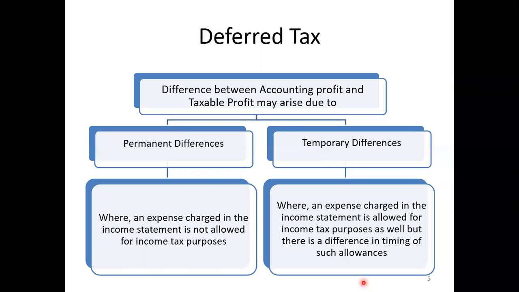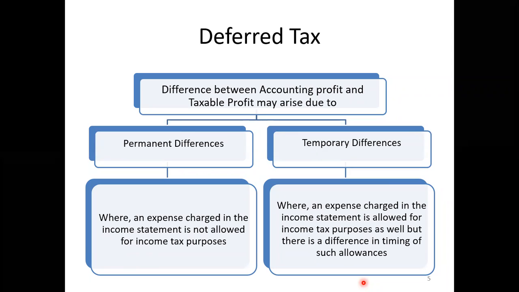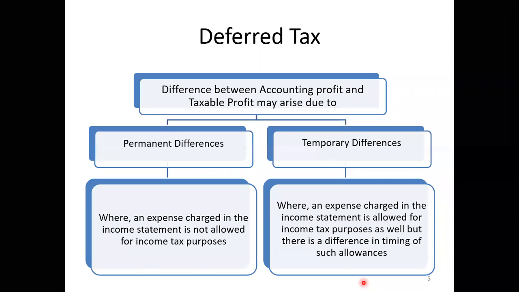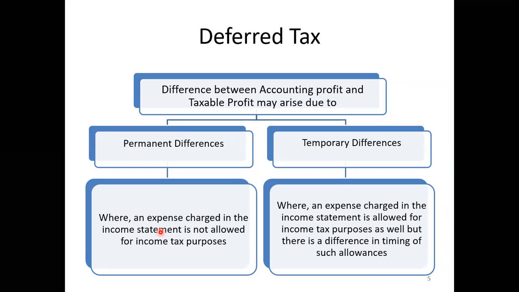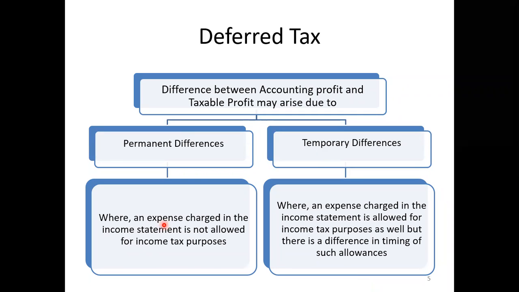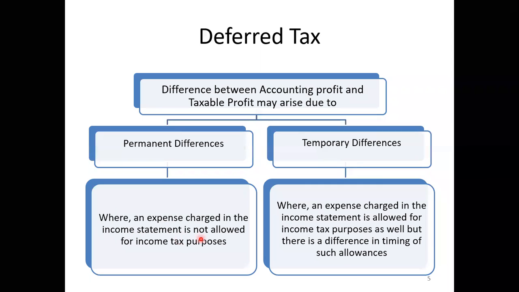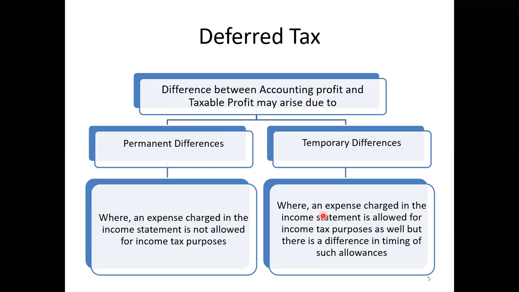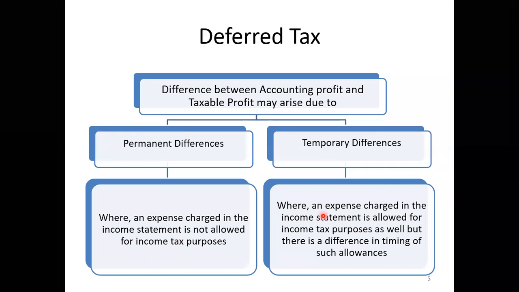After you understand the differences, your life will be easier. You can understand very well, clearly. The permanent difference is where an expense charged in the income statement is not allowed for income tax purposes, like donation and entertainment expenses. A temporary difference is where an expense charged in the income statement is allowed for income tax purposes as well, but there is a difference in timing of such allowances.